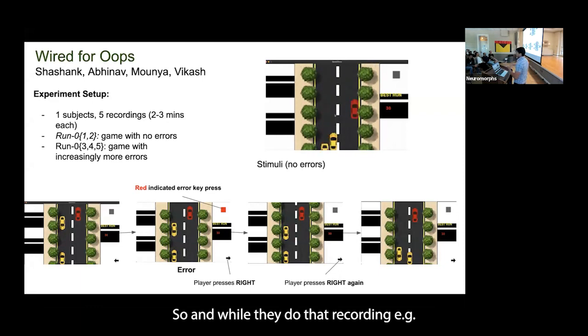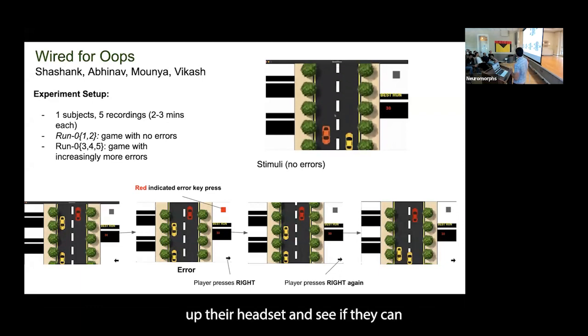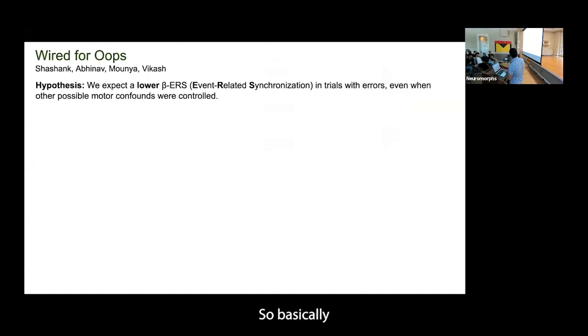While they do that, we're recording EEG with their headset to see if we can see something in there. So basically, our hypothesis was we expect a lower beta ERS, event-related synchronization, in trials with errors, even when other possible motor confounds were controlled.